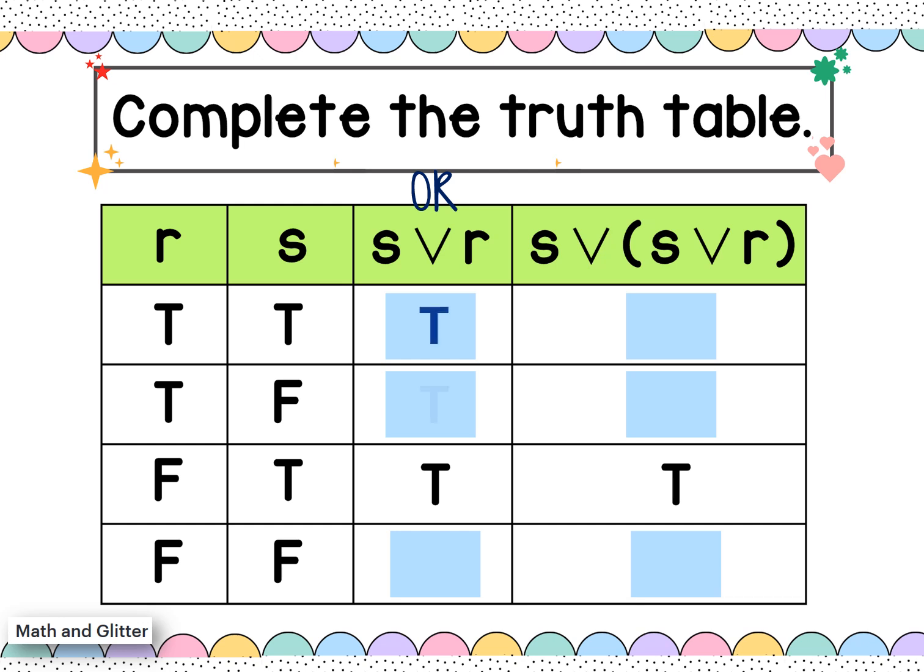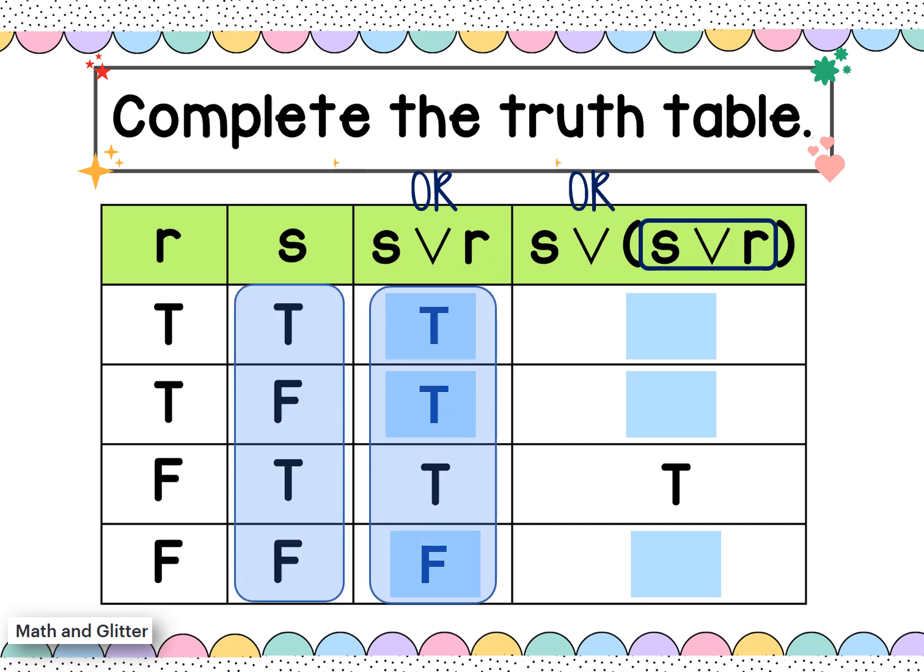So the first one's true, true. We already have a true, and that one's going to be false. There isn't at least one true in that row. We're taking that, and we are doing an or with it. So we're doing S or what we got from the disjunction of S and R. So we're looking for at least one true to be true. So true, true, we already have a true. That last one's going to be false.